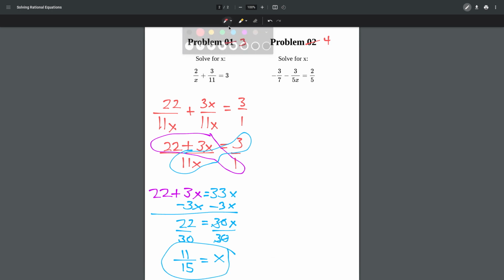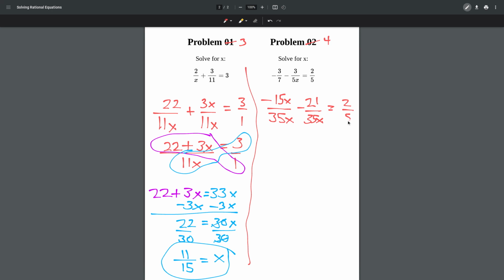Okay, let's do number 4. So we got negative 3/7 minus 3 over 5x equals 2/5. Okay, so I'm going to multiply the top and the bottom here by 5x, this denominator. I'm going to multiply the top and the bottom here by 7, this denominator. So I'm going to get negative 15x. Let's just separate these. Negative 15x over 35x. Minus 21, and this is over 35x, so we can combine them, equals 2 over 5.